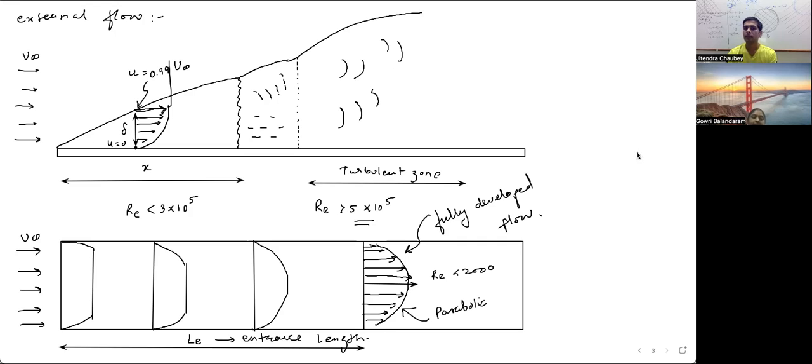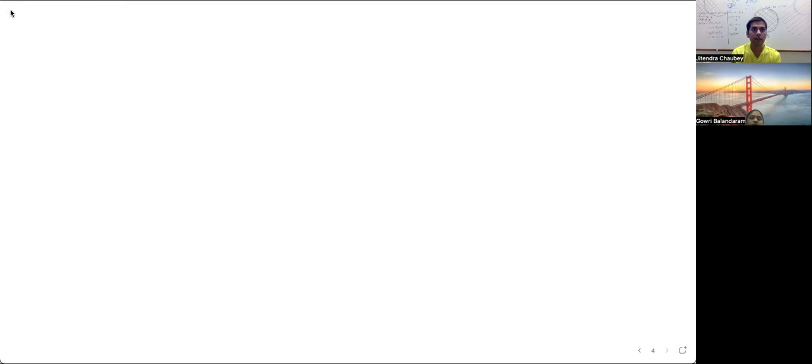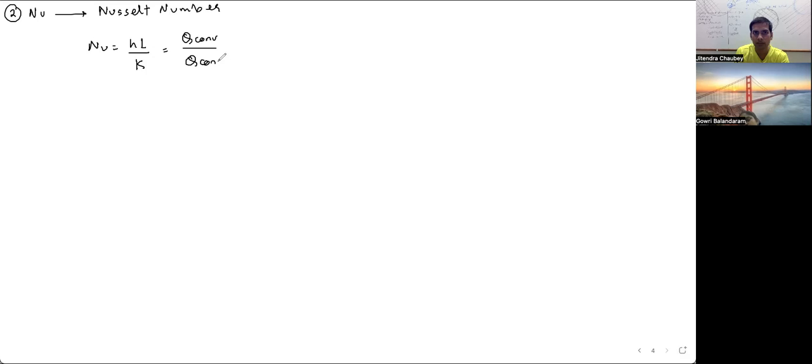Then there comes another important and signifying parameter called the Nusselt number. Have you heard this number? Yes, I have. Nusselt number is basically the ratio of heat transfer due to convection over heat transfer due to conduction. What is it for exactly?